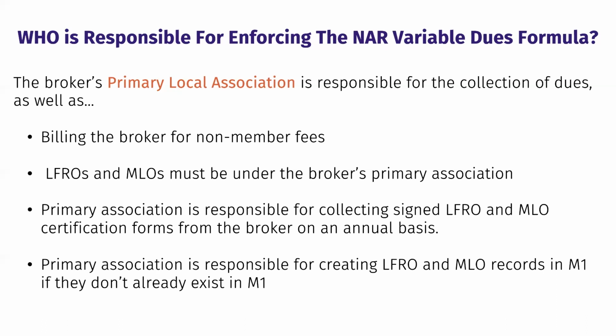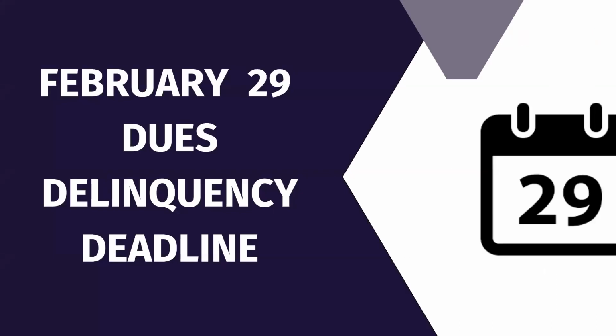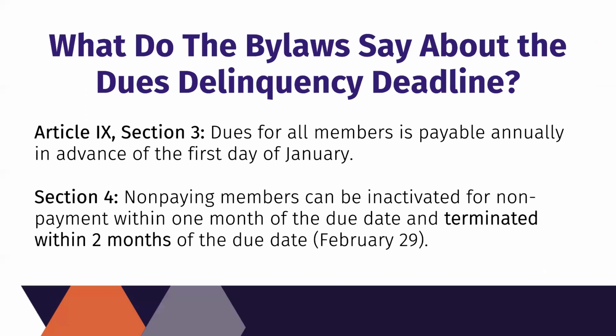Now, if you're wondering, who is the primary association? Well, the primary association is where the broker pays their C.A.R. and N.A.R. dues. All right, so let's talk about the upcoming February 29th dues delinquency deadline and what that means for you. So what does the bylaw say about the dues delinquency deadline?